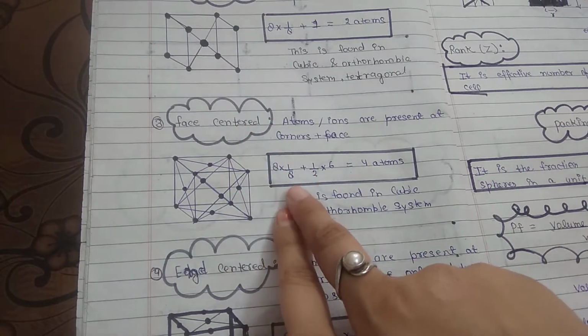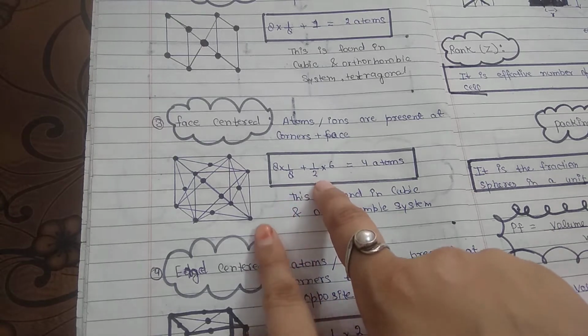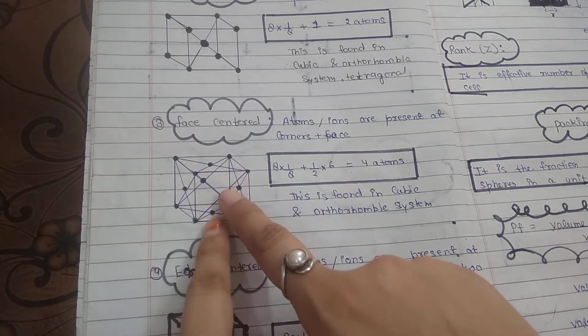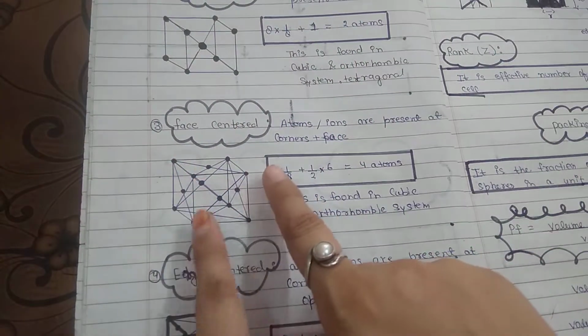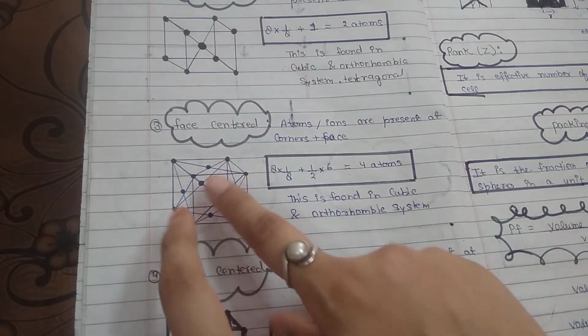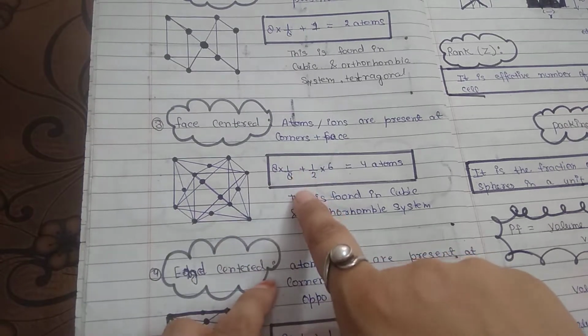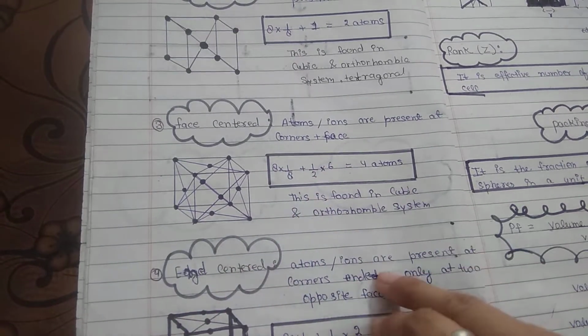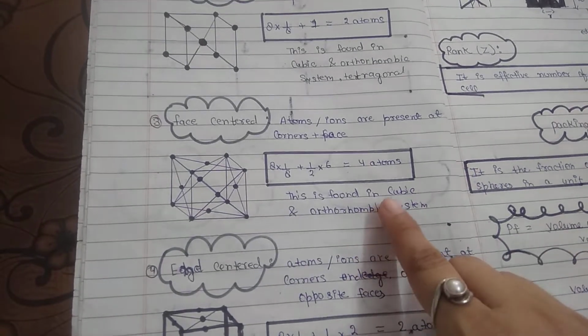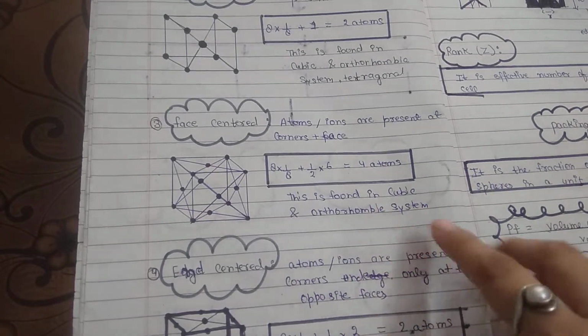That means 8 into 1 by 8 plus half, because if the atom is on the face, it is half inside and half outside. That means it is half inside, which is the 6 atoms. Half multiplied by 6 becomes 3, plus the corner atoms gives 4 atoms. Face centered has 4 atoms. This is found in cubic and orthorhombic systems.